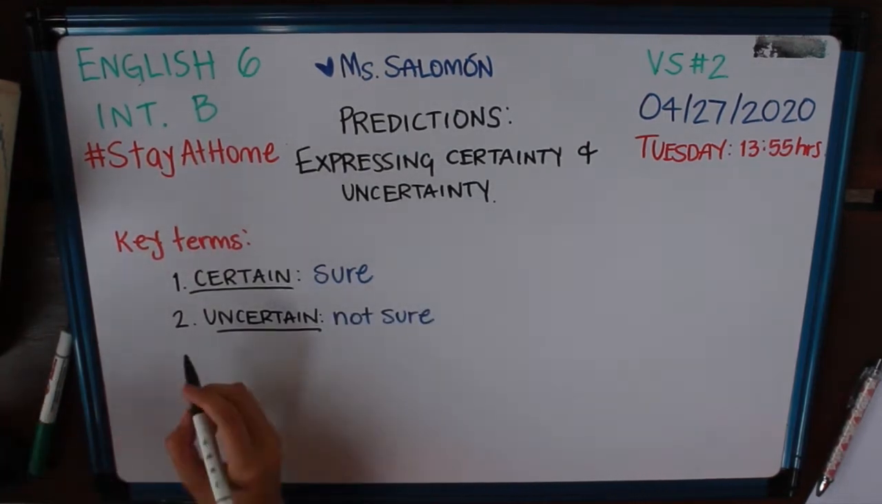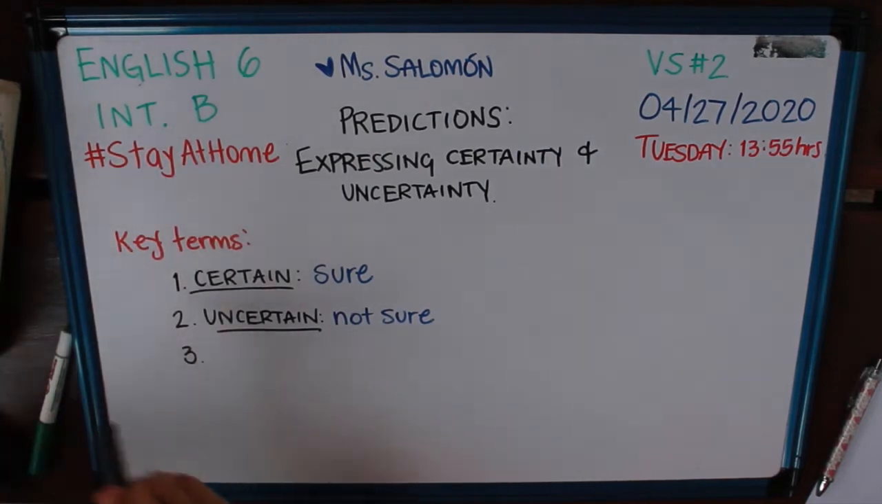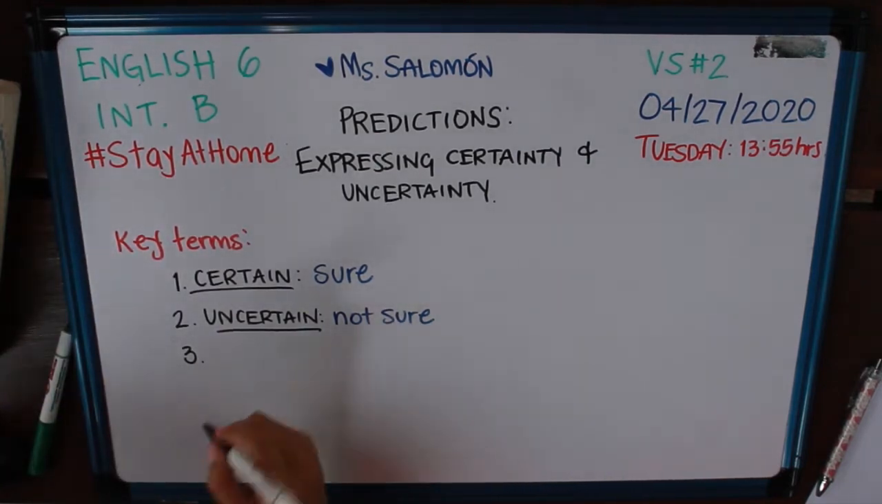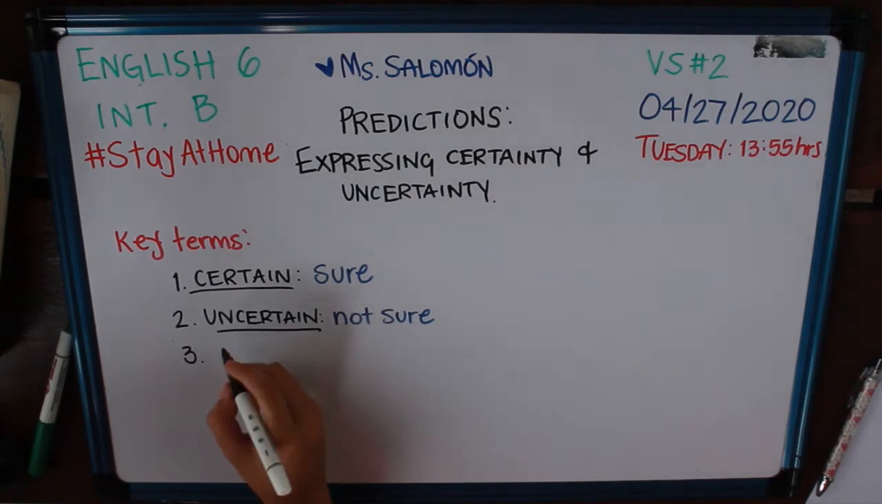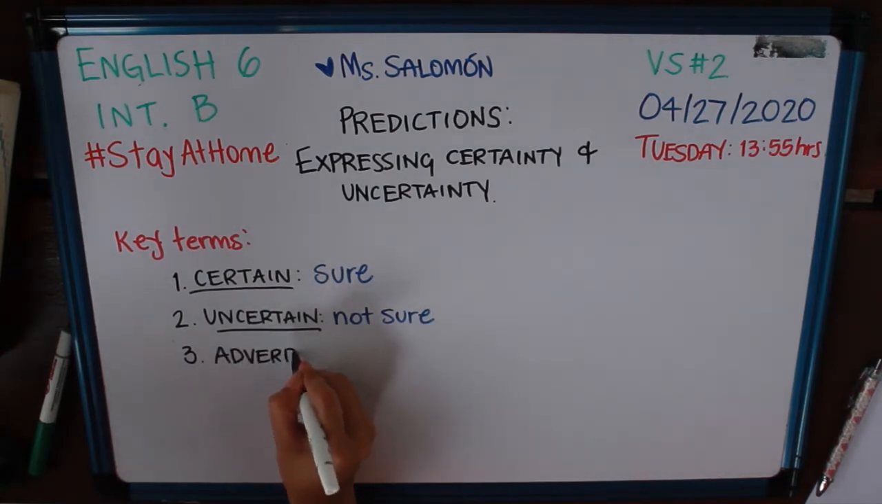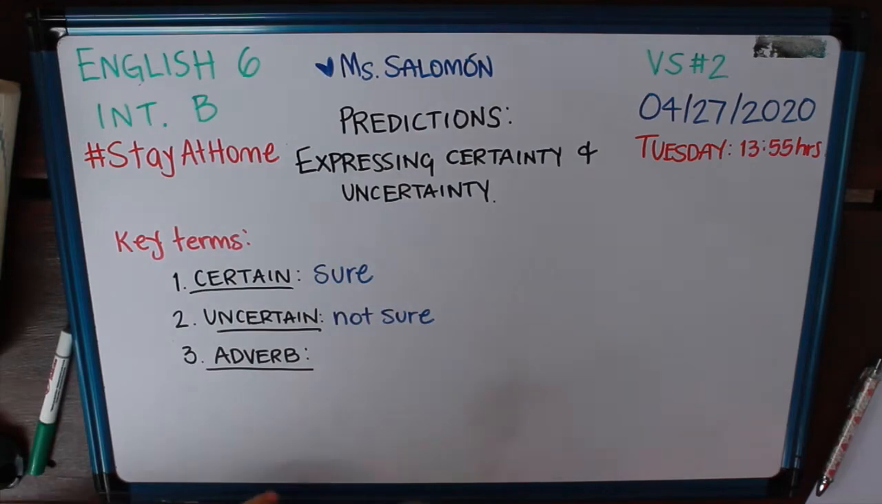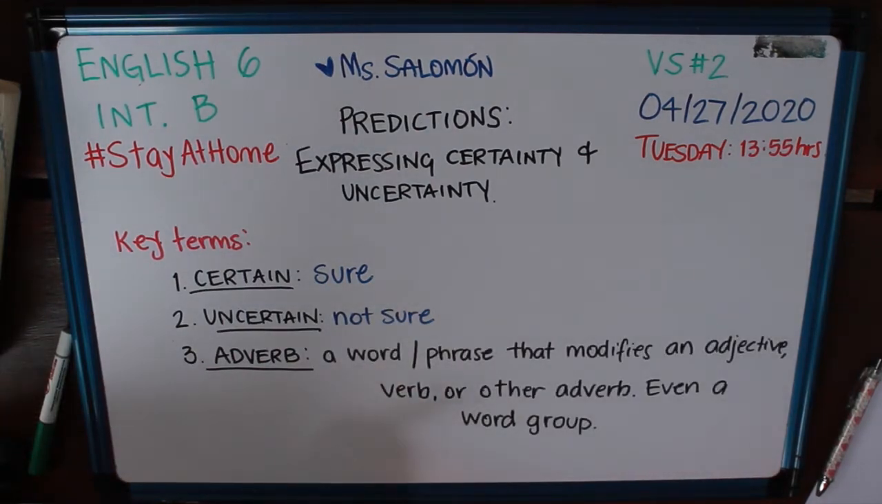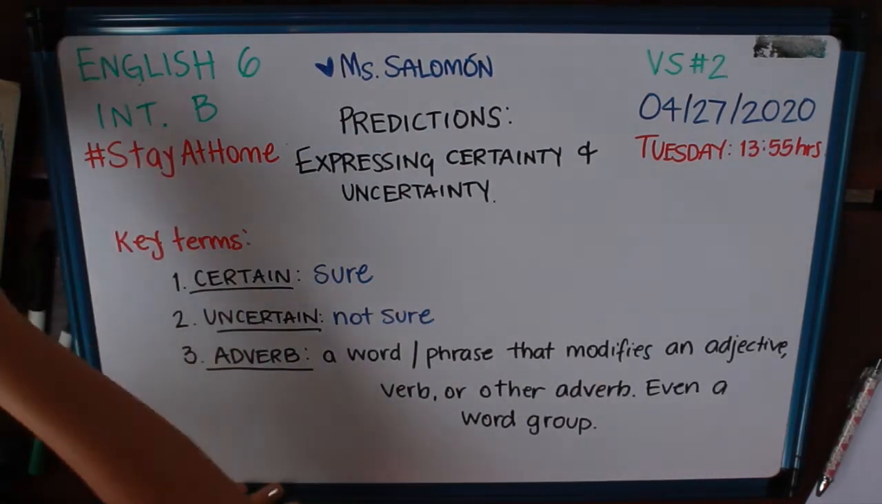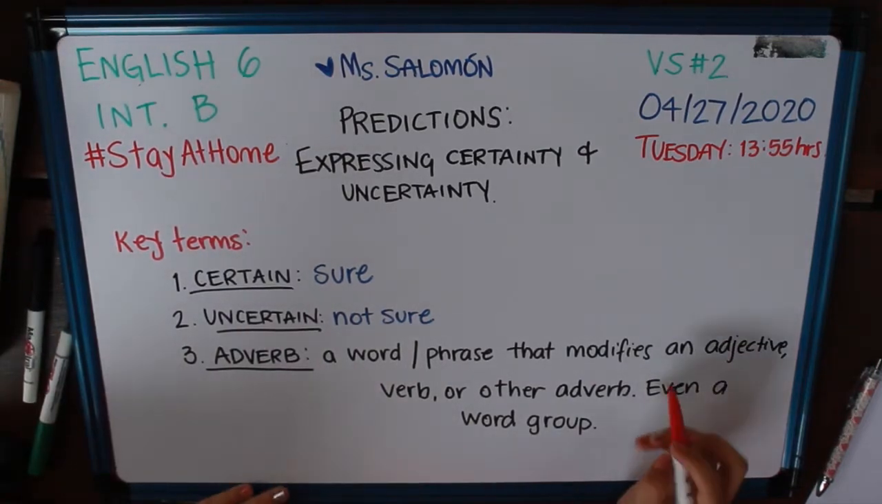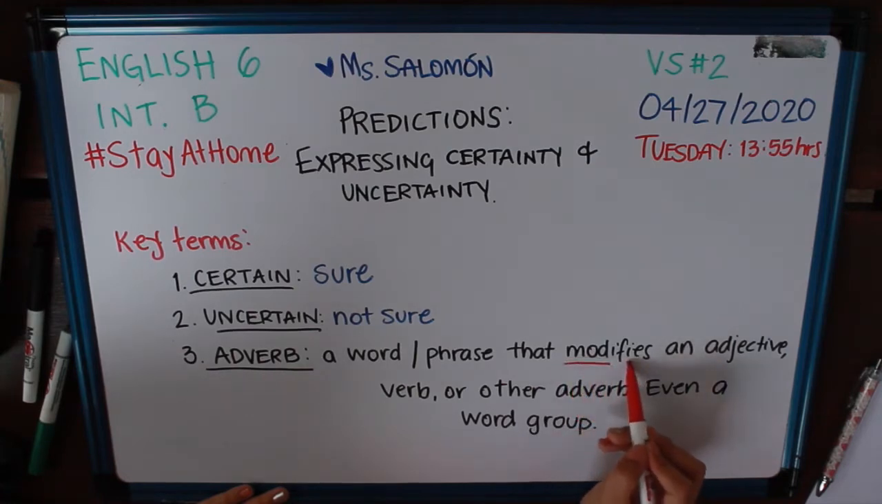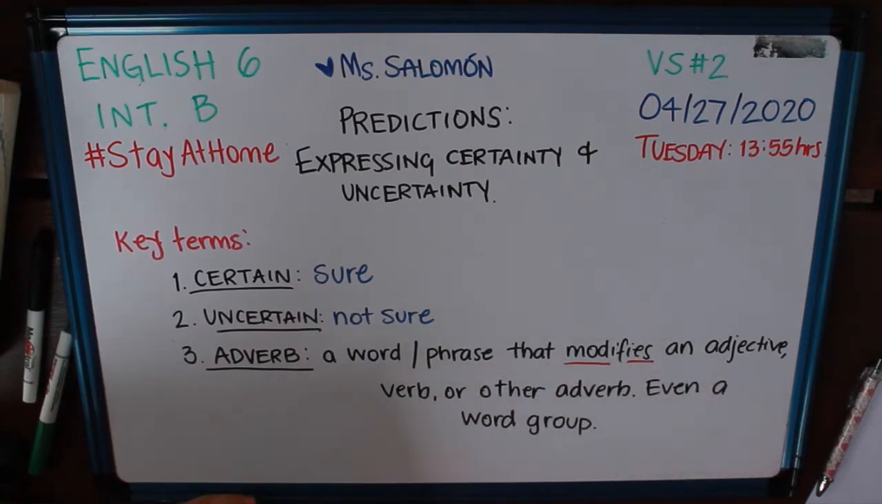Now, the third term is a word that I know you know from your previous English courses. However, I'm going to remind you. The other word is an adverb. An adverb is a word or phrase that modifies an adjective, verb, or other adverbs, even a word group. So basically, it's a word that modifies other words. So in this session, when we talk about adverbs, we will be discussing adverbs of probability.